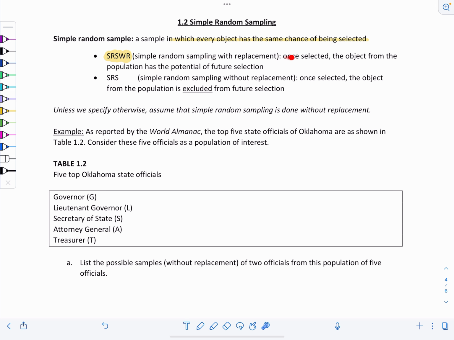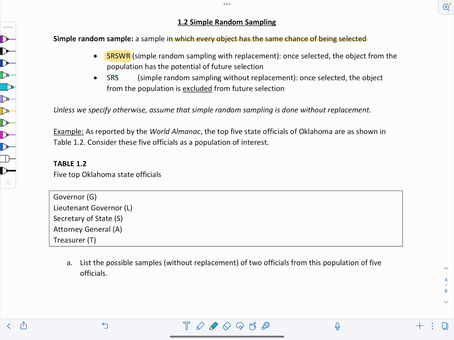So think about it this way. Say you have a deck of cards, you randomly draw a card. If you put the card that you drew back and then redraw, that's with replacement. Okay? So that's one type of simple random sampling method.